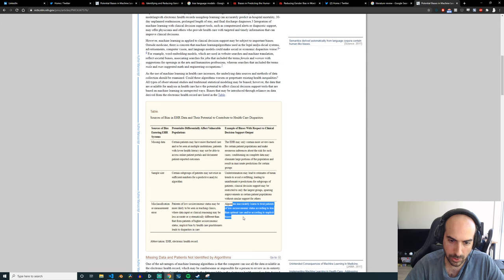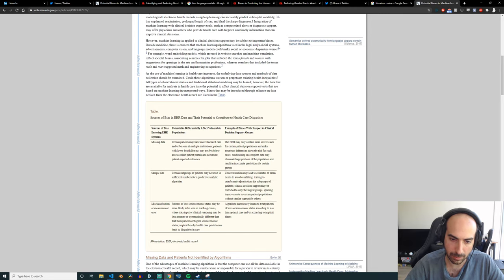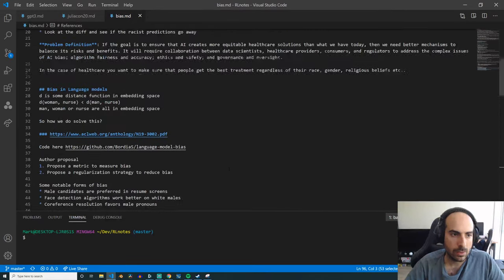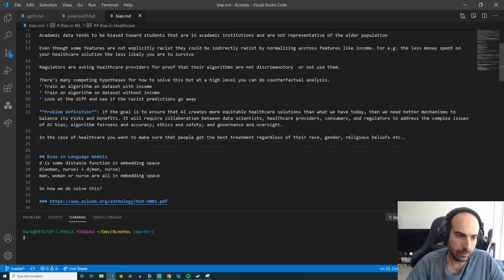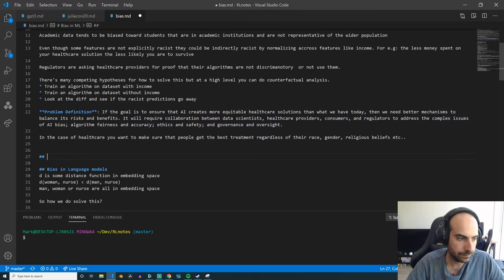It inaccurately learns to treat patients of low socioeconomic status with less than optimal care, according to implicit biases. Underestimation may lead to estimates of mean trends to avoid overfitting, leading to uninformative predictions for subgroups of patients. So clinical decision support may be restricted only to the largest group, spurring improvements only in certain patient populations. Oh, I see. Okay. So let's go back here, and then we can do this, and then click on this here.